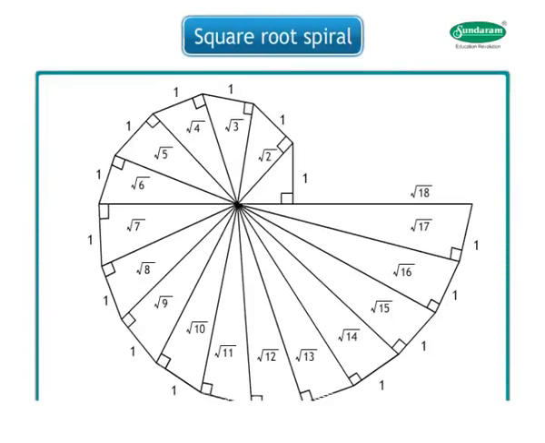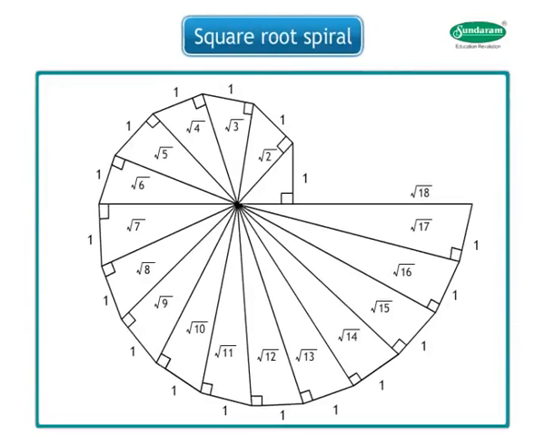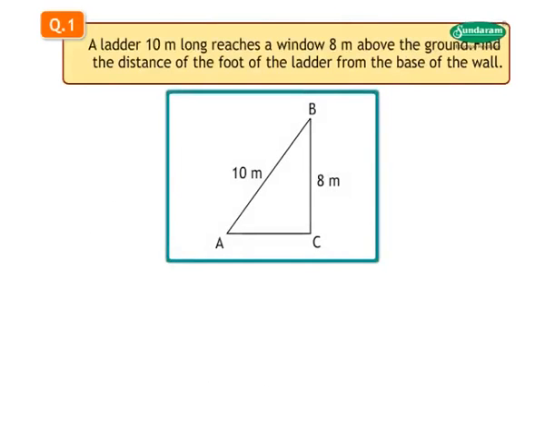Square root spiral. Look at the wonderful design found in nature. This one is produced by drawing right angles with one of the right arms in increasing lengths continuously. Let's start with exercise 1.5. Question 1. A ladder 10 meter long reaches a window 8 meter above the ground. Find the distance of the foot of the ladder from the base of the wall.